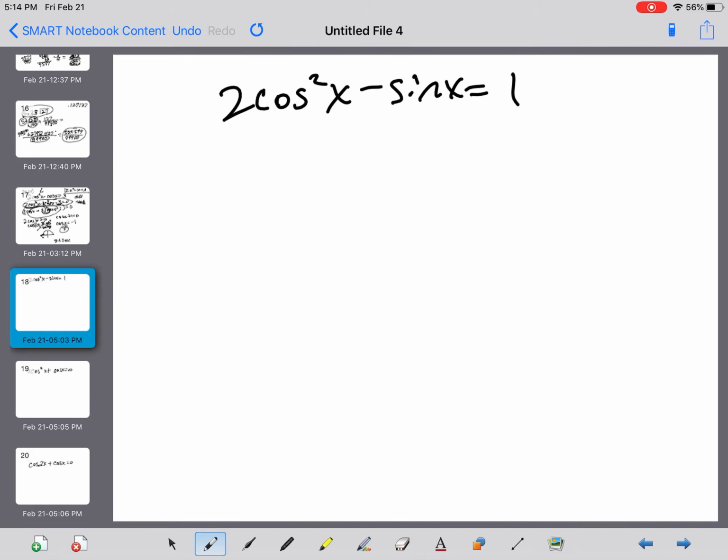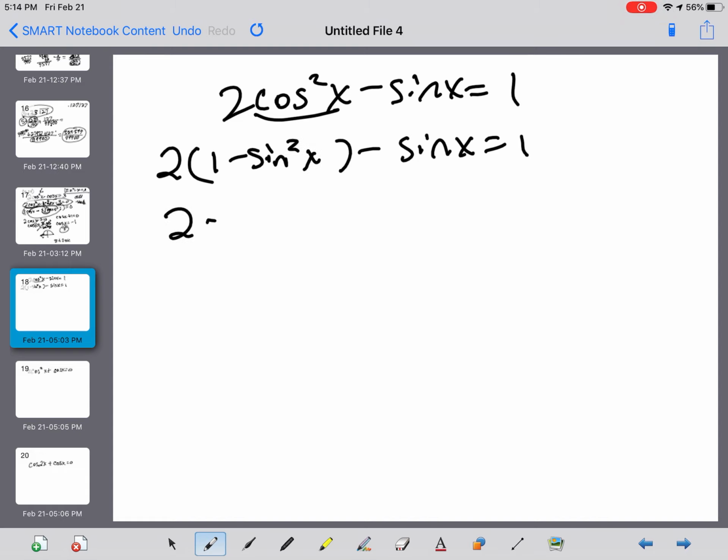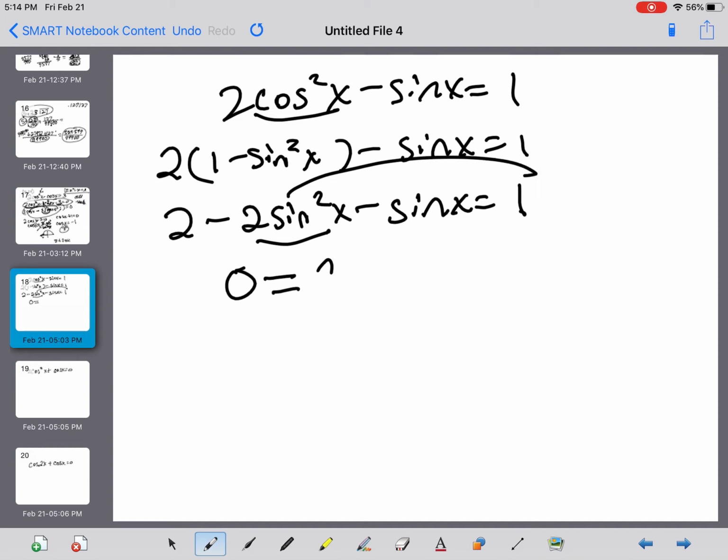All right, let's look at another one. I notice right away I have 2 different trig words, so I need to use an identity. And so for cosine squared, I'm putting in 1 minus sine squared. Distribute. And then I want to move my squared to the other side. So I'm going to move everything to this side. So I'm going to add 2 sine squared x. I'm going to add sine x. And I'm going to subtract this 2 right here, so I get this.